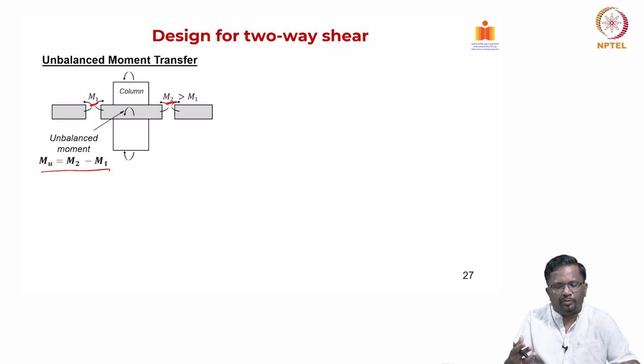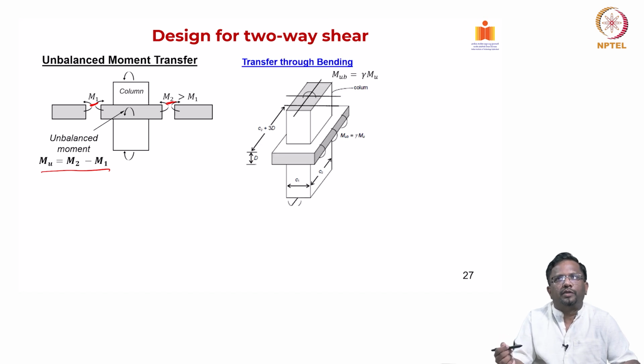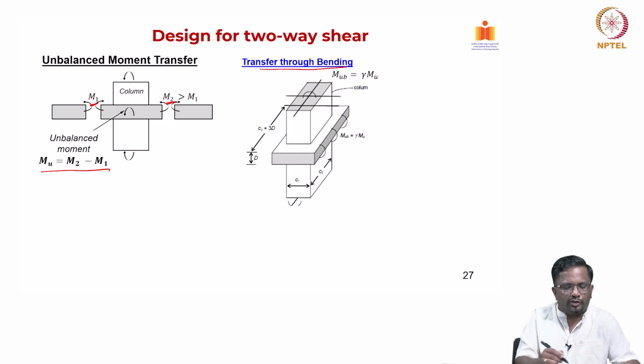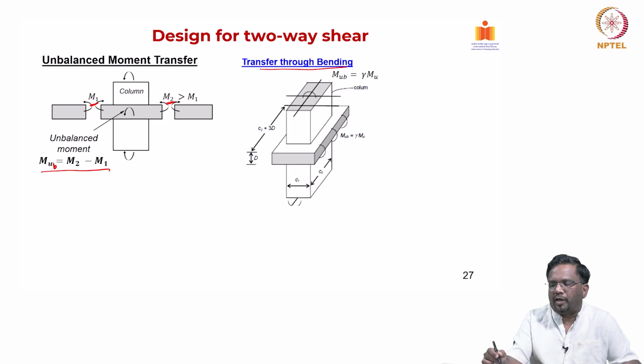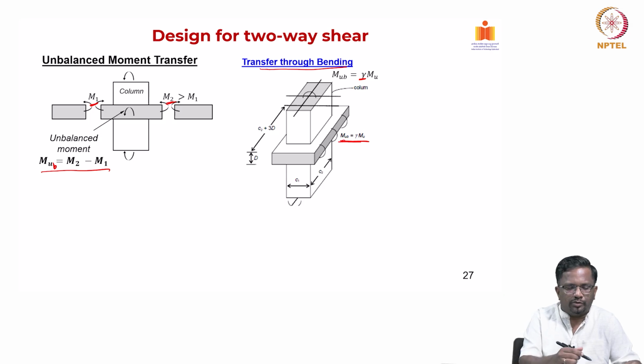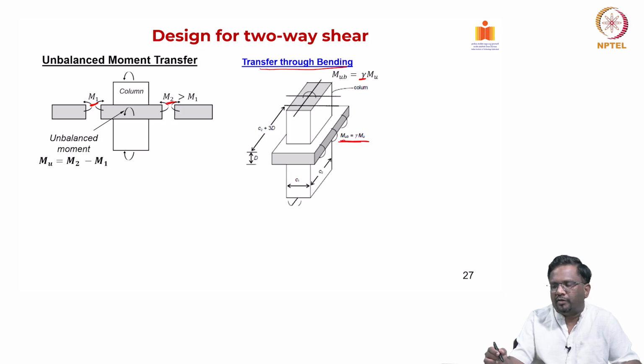The slab will be subjected, right. So, through bending it can transfer. So, that is what we say, the transfer through bending. So, a portion of this unbalanced moment, let us say this is MUB, that can be transferred in flexure of the slab. So, that is MUB, that is gamma times your MU in bending. So, MU is the unbalanced moment, and the portion that will be transferred in bending of the slab is gamma times your unbalanced moment.